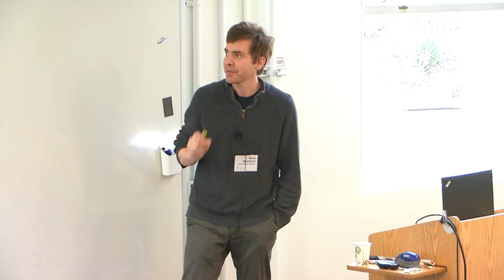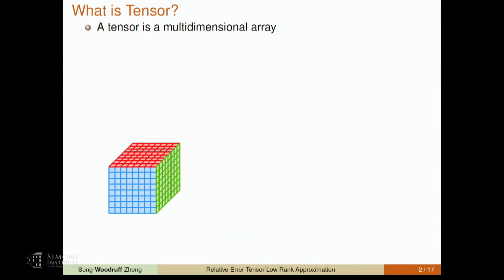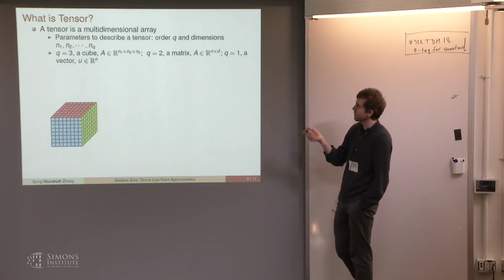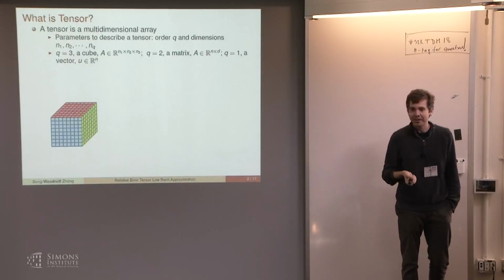OK, so what is a tensor? A tensor is just a multidimensional array. So here's a cube. It's a third-order tensor. You have parameters to describe a tensor. You have some order q, so it's 3 here. And you have a dimension for each direction of the tensor, n1 through nq. Maybe this is an n by n by n tensor. So q equals 3 is a cube, q equals 2 is just a matrix, q equals 1 is a vector.